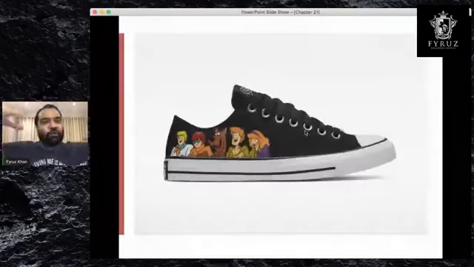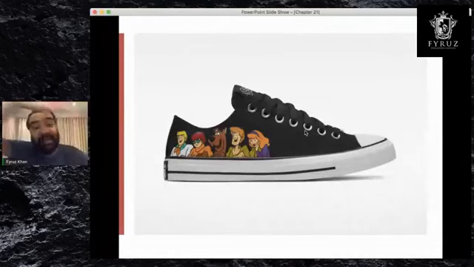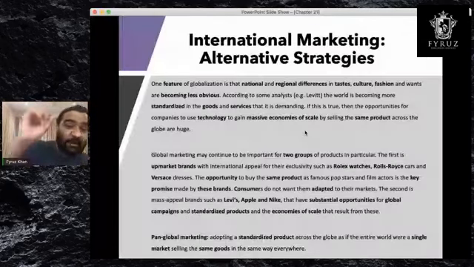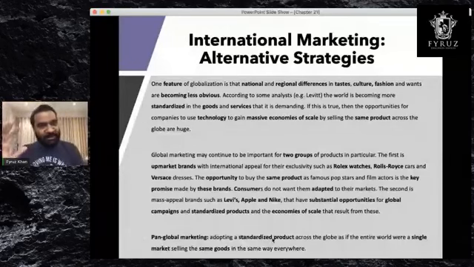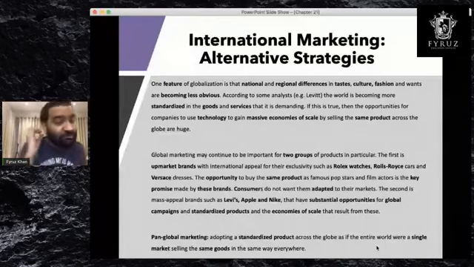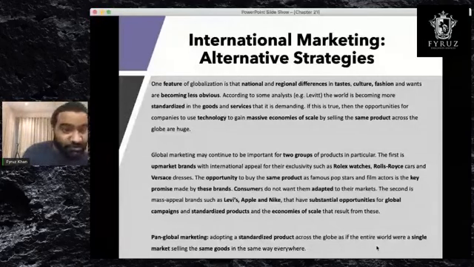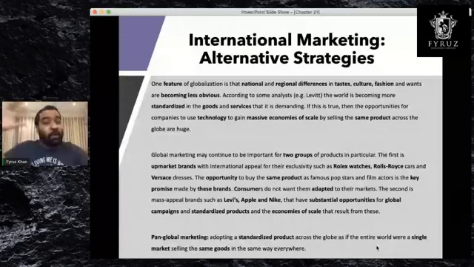And this method of releasing the same product everywhere is known as, if you look down here, pan global marketing. Adopting a standardized product that looks the same, that feels the same, that works in the same way, that has the same functionality, and it's released in the same way, as if the world was just one single market, one whole market. They don't take considerations of cultural differences, religion differences. No, they assume that the market is just one, and they release it in that way.